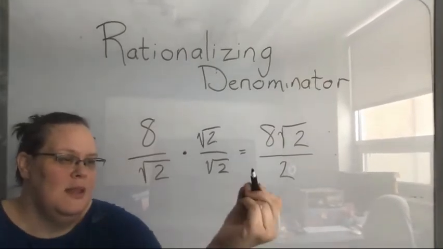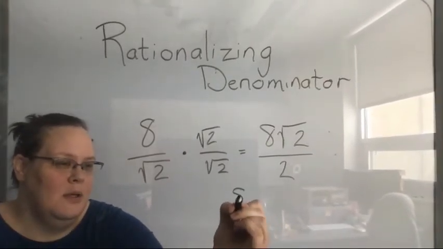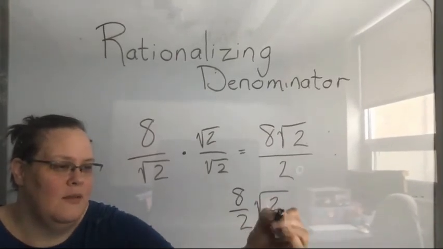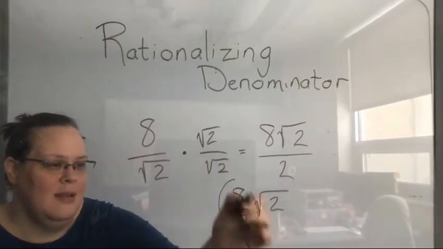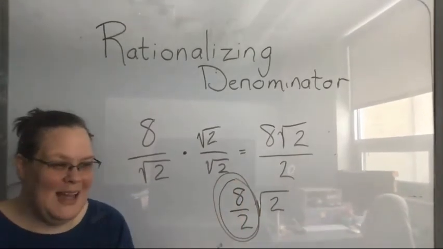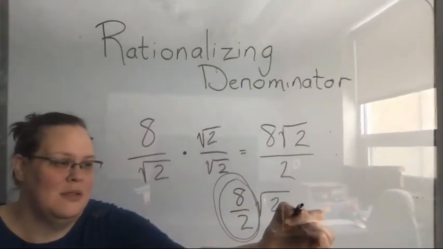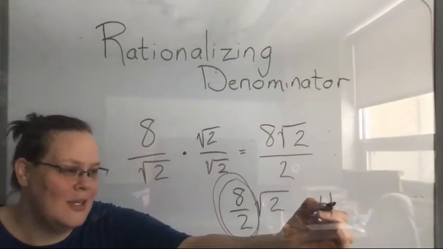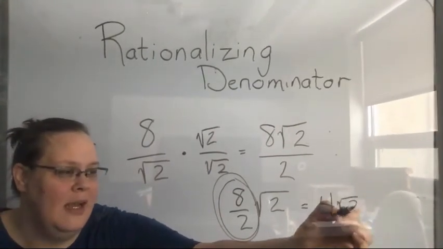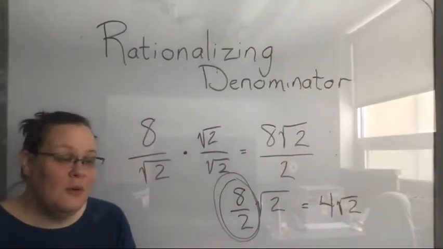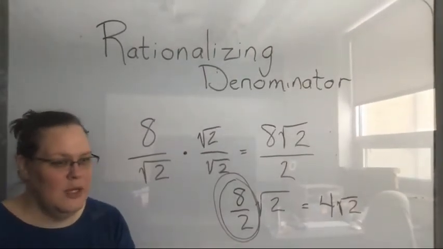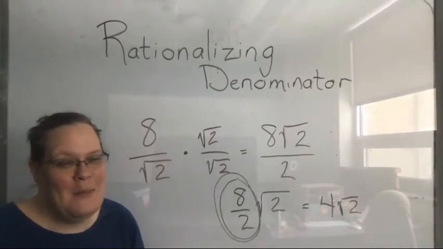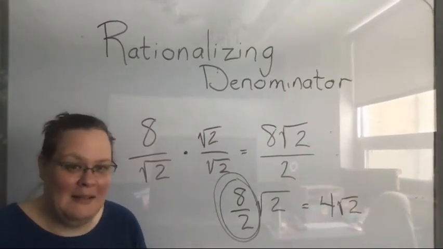And the way that you can think about this is remembering, well, it's really 8 over 2 times the square root of 2. And we can look at this and remember that that's 4. 8 divided by 2 is 4. So our final answer, once we've rationalized and simplified, should be 4 times the square root of 2. We no longer have a radical in our denominator or a denominator in our radical.